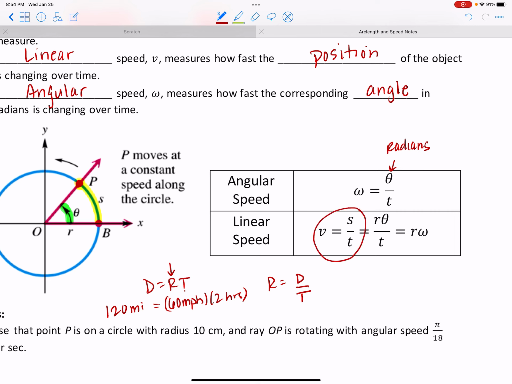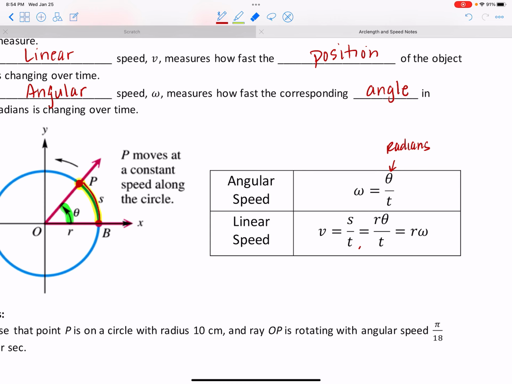So we're going to call the rate or the speed, or in this case the linear speed, v. And then the distance that we're traveling, because it's on the arc of a circle, we're going to call that s. That's the arc length. That's the distance traveled in these situations. And then time is still time, so still t. Okay? So hopefully that makes sense. But why do we have so many other versions?